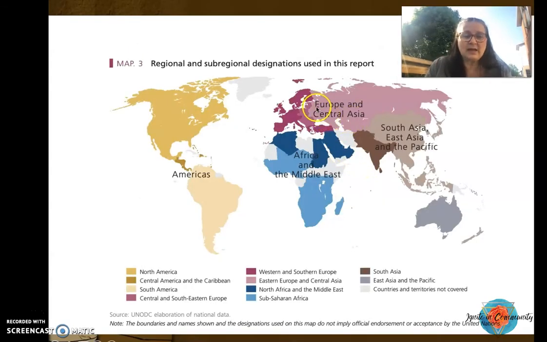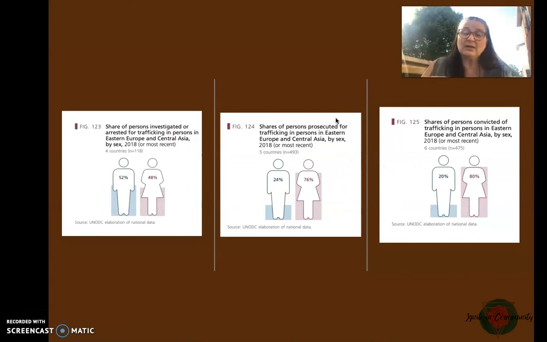Now we're going to look at Eastern Europe and Central Asia. So these would have been the countries that were part of the USSR. And their economies, again, were not as developed as the West. So here, there's an error here. So I'm just going to look at these two figures. And here we're seeing a lot more women, predominantly, being prosecuted and convicted than men.